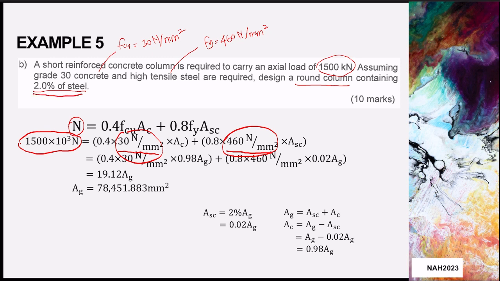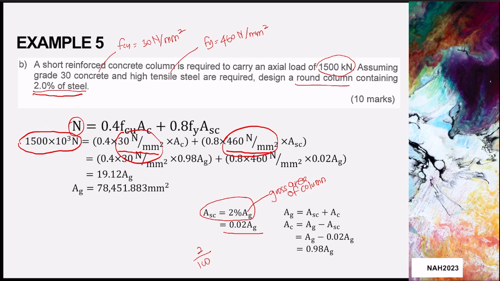It says here, column ni ada 2% steel. Meaning, ASC adalah 2% of area of column. But since we don't have the actual area of column, so kita akan panggil dia AG, which is the gross area of column. Sementara sebab kita belum lagi dapat the area of column, the actual one. Which means kalau 2%, 2 bahagi dengan 100 jadi 0.02 AG.